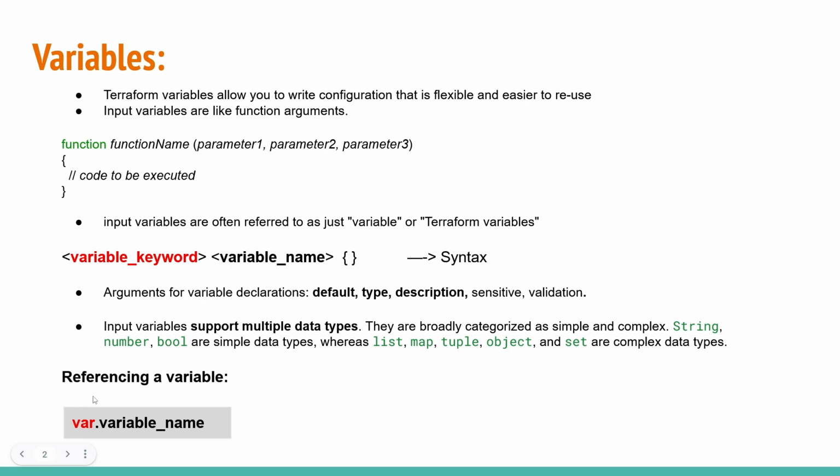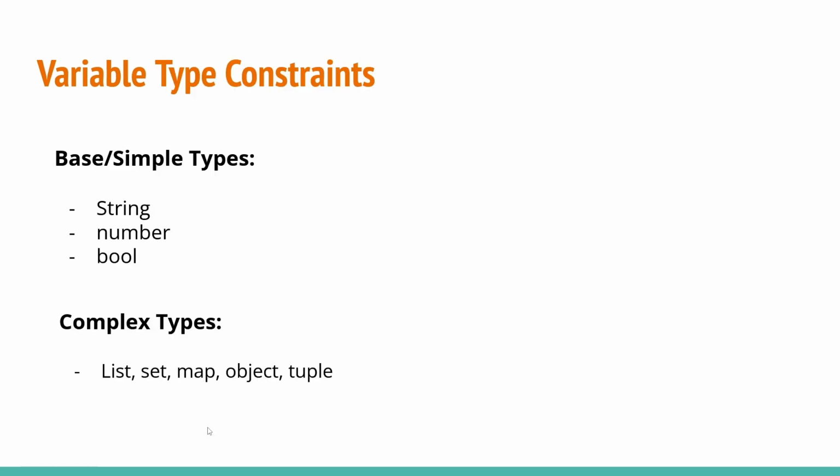After creating a variable, if you want to refer to it, you need to refer to it in the main file or somewhere in a module. You can refer to it using var dot and then the variable name, whatever variable name you have given. This is the way you can refer to it in a module or main file.